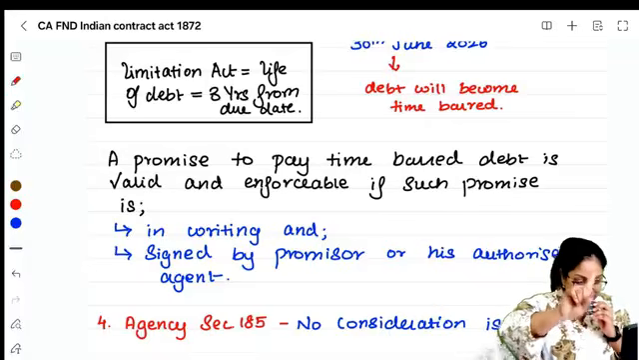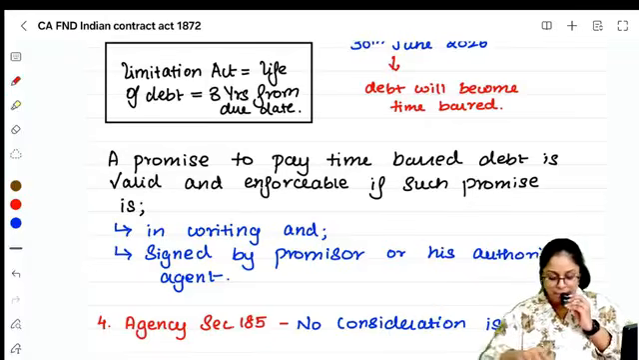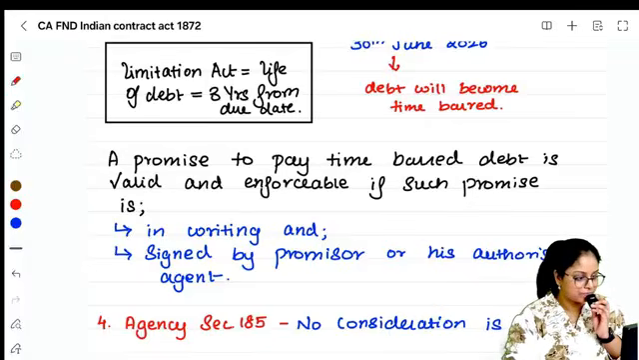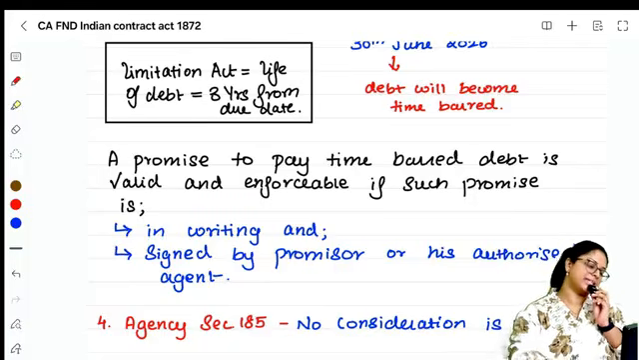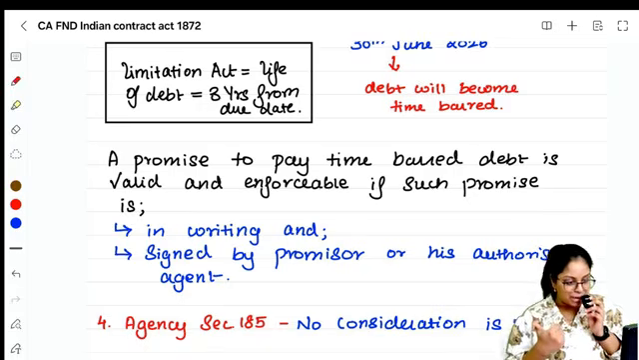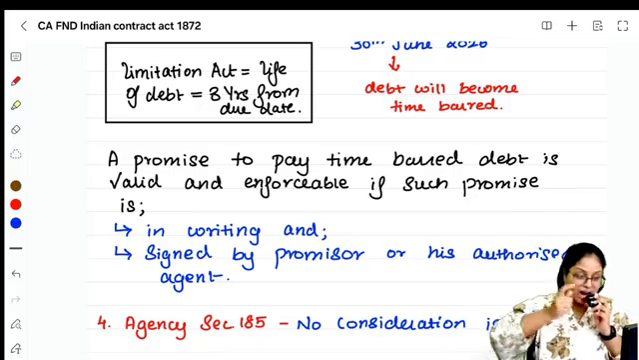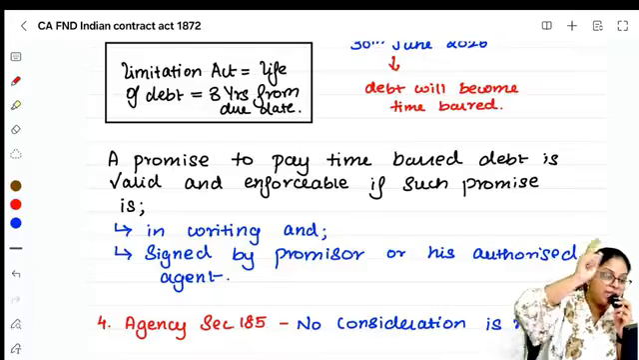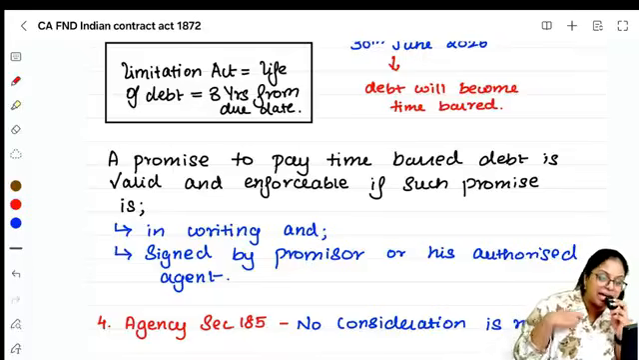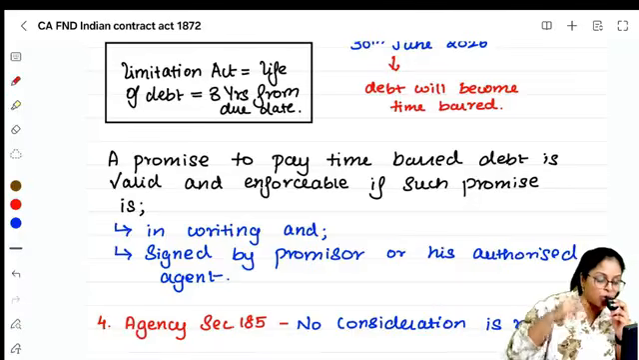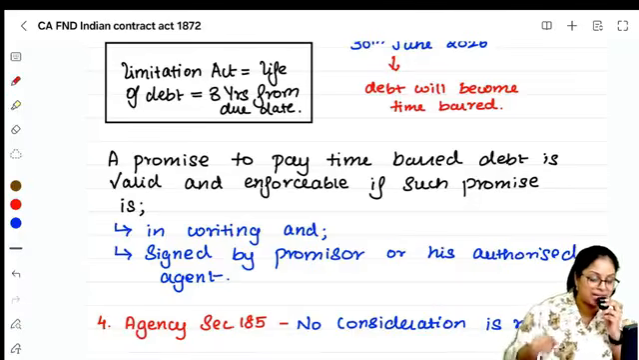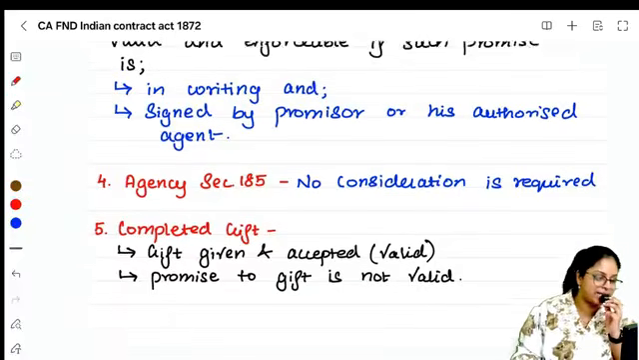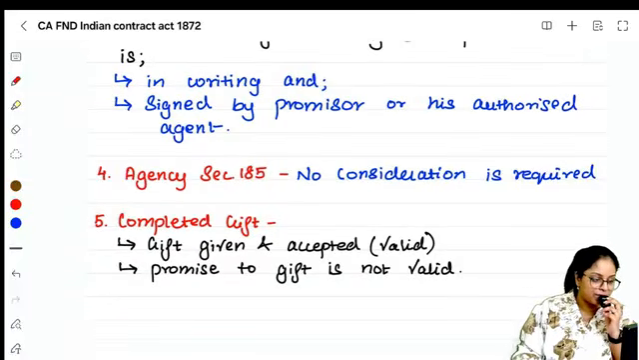Now tell me, it is a one-sided consideration, but still is it valid? The answer is yes, it is valid. Why? Because if it's a time barred debt, and the person who took the loan, after 3 years, after the debt has become time barred, comes in writing and says I am willing to pay it, and signs it also, then what happens? Even though it is one sided, it is valid, right? Like a promissory note.